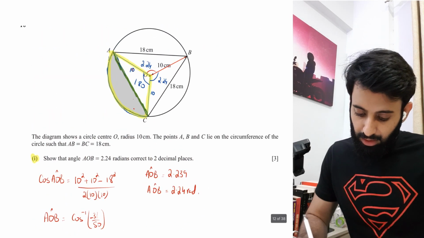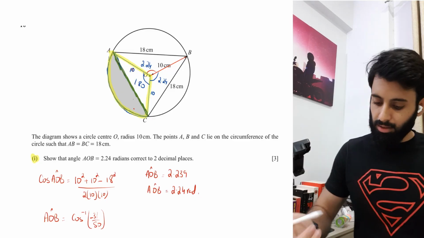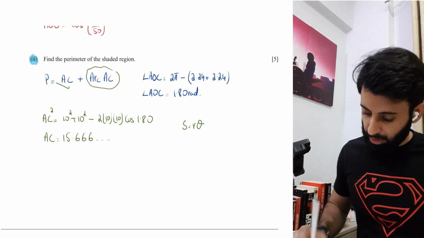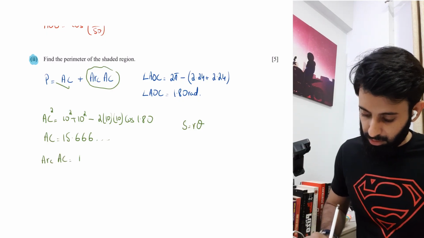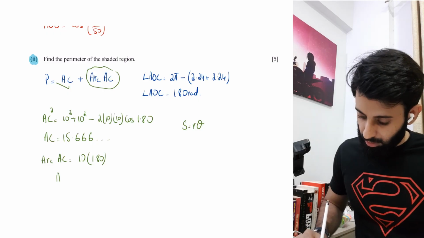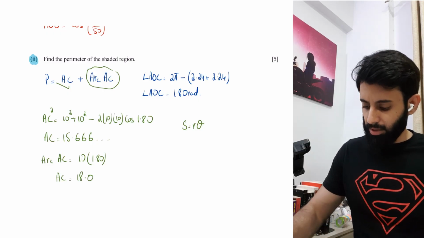And you can see that we've already worked out theta, that's 1.80, and the radius was given to us at the very beginning, it's 10. So we can very conveniently work out what arc AC is going to be equal to. It's simply going to be equal to 10 times 1.80. So AC will be equal to, don't need a calculator for this, 18.0 centimeter.